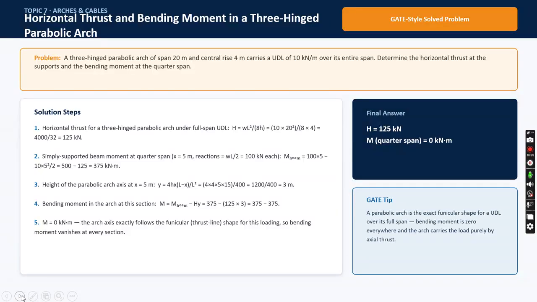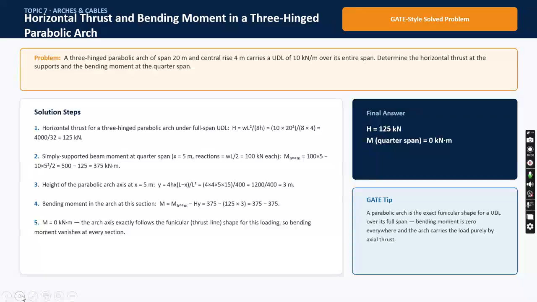Now calculate the height of the parabolic arch at X equal to 5 meter. The formula is Y is equal to 4HX into L minus X by L square. 4 into H is 4, X is 5 into 15 divided by 400. You have to write 4000, here they have given 400, it is not 400, it is 4000. When you solve this, you will get 3 meter. Sorry, H is 4 meter.